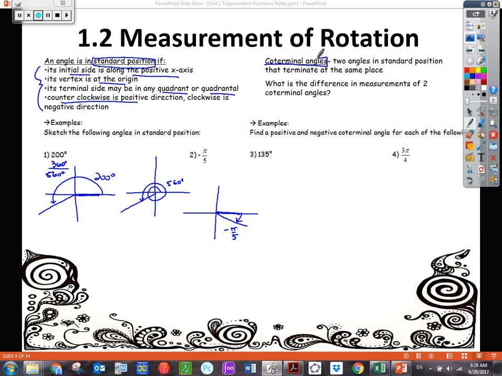Okay? Let's go to our second vocabulary word for today, which is coterminal angles. You're going to be asked to find coterminal angles. What does that mean? I've been alluding to that for some time. It means they have the same initial side and the same terminal side, but they may have lots of rotations on it, right?